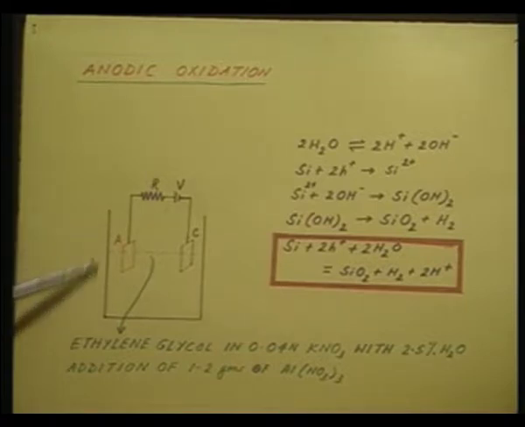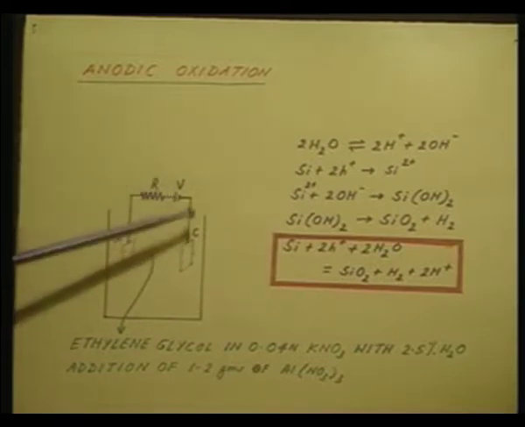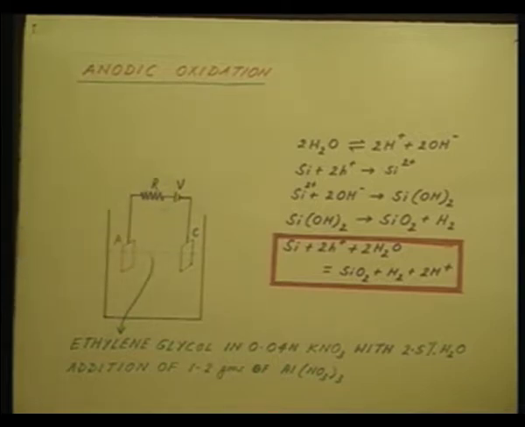This is the electrolytic bath. We use an electrolyte which is ethylene glycol in 0.04 normal potassium nitrate with 2.5% water, and usually there is an additional 1 or 2 grams of aluminum nitrate in order to ensure better uniformity of the oxide film. This is the sample which is used as the anode. Platinum is generally used as cathode. A voltage source is connected between the two and a current limiting resistor.